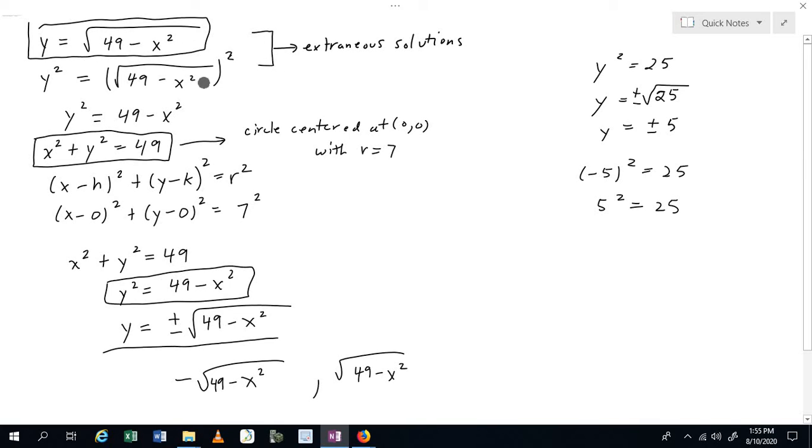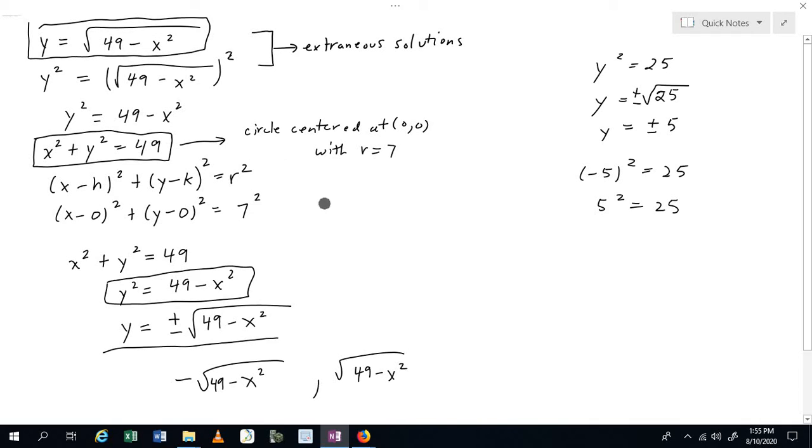You have to be careful when you square both sides about what extra solutions you might be introducing. Okay, so once again, this equation right here describes a circle, but that's not exactly the same as this equation up here, because the equation of the circle, when you solve for y, actually has plus or minus the square root of 49 minus x squared as its possible solutions. So this one's actually extraneous.